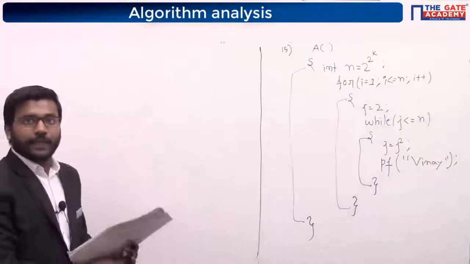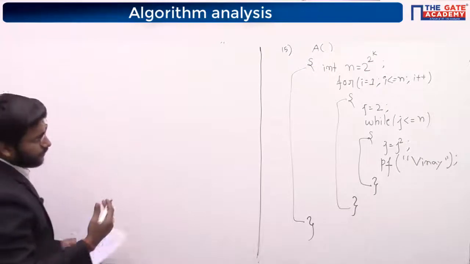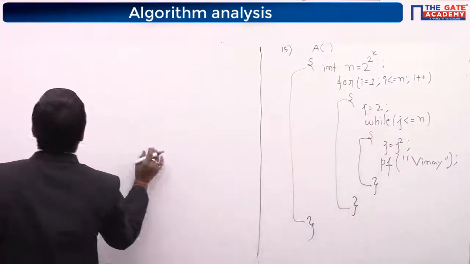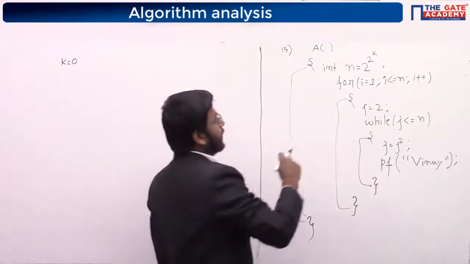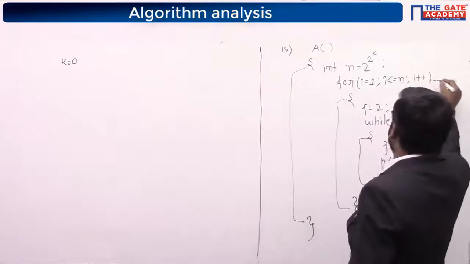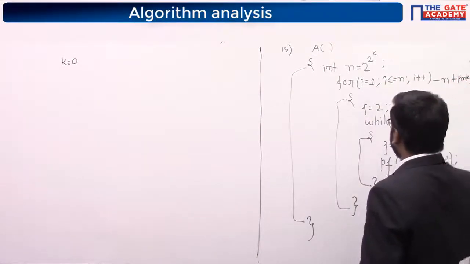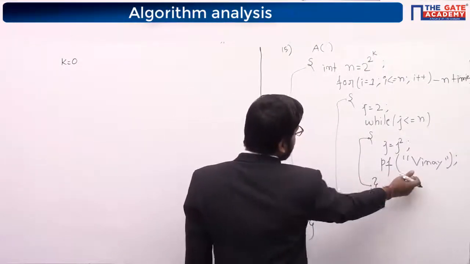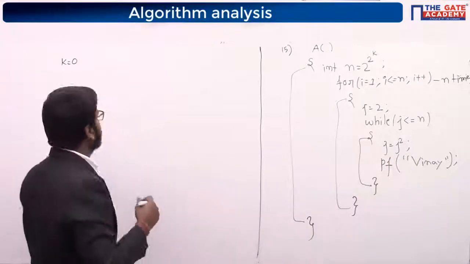So here I am assuming, in the same way, since these things are interrelated, first k as 0. When k is 0, see this is running n times, for whatever value of n. And how many times we are able to print Vinay, that will be our time complexity, like the same way we have done.